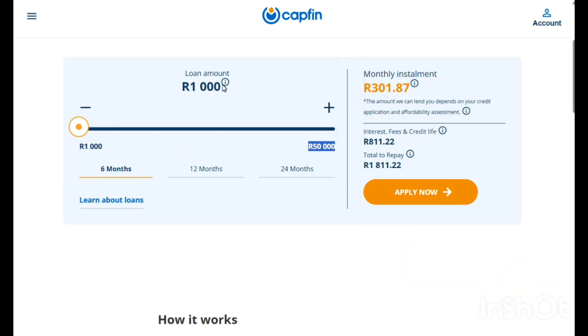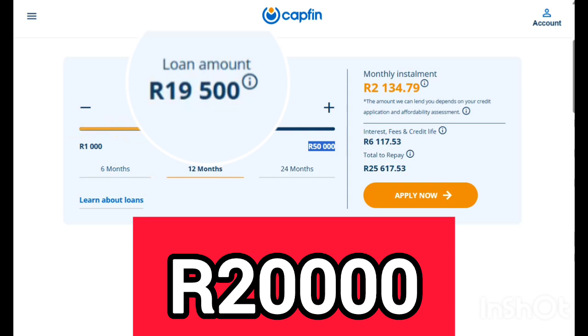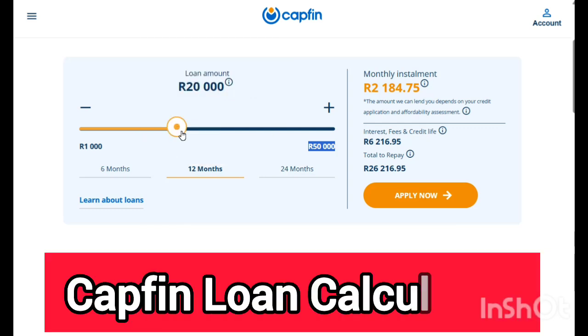So in case you want to choose any amount that you want to collect as a loan, let's take the slider. As you move, let's say you want to take 20,000 rands. So you move to 20,000 rands. So 20,000 rands, now that's the amount.